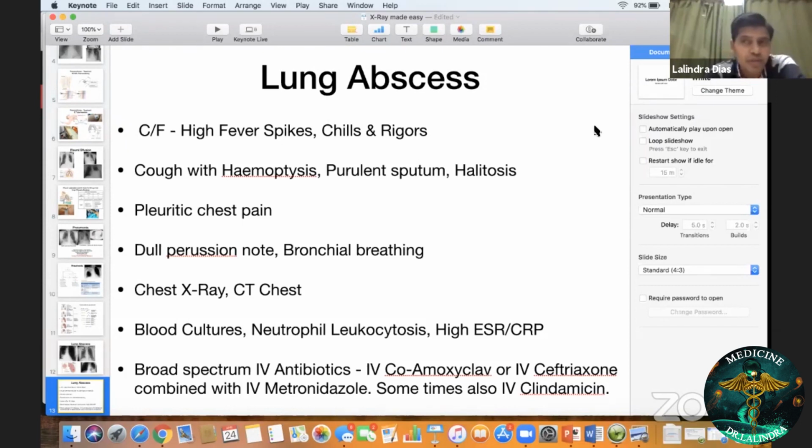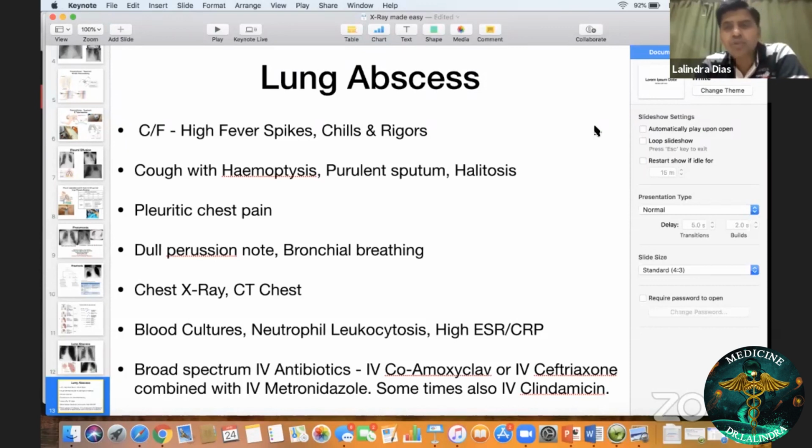What is the pneumonia which produces hemoptysis? Streptococcus pneumoniae. So in lung abscess also you can get hemoptysis, brown colored sputum, and sometimes a bad smell in their breath, what you call halitosis. They also can get a pain on coughing in the chest called pleuritic chest pain. Physical signs I have mentioned: dull percussion note and bronchial breathing. And the investigation is nothing other than chest X-ray. That's the first thing, and then you follow that by doing a CT scan.